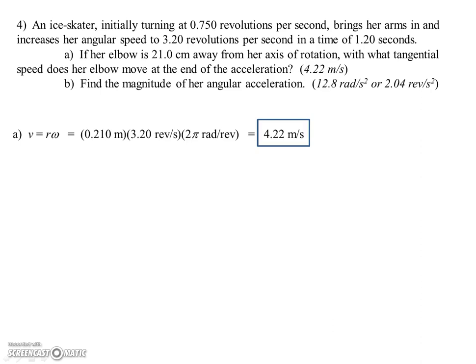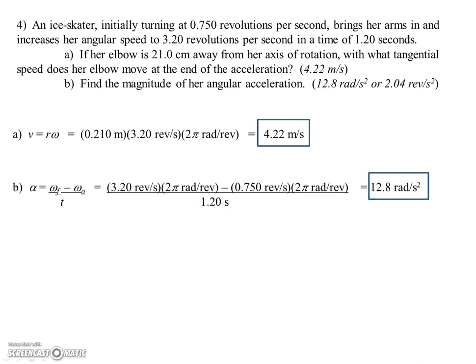Now in part B, we're doing the angular acceleration part, so we're going from beginning to end. Make sure we're doing, of course, final minus initial. She's speeding up, so we should have the 3.2 revolutions per second as the final, the 0.750 revolutions per second as the initial. Convert both of them to radians by using 2 pi radians per revolution, whether you did it all in one shot, like I'm doing here, or you convert it first, whatever. You should be getting about 12.8 radians per second squared.